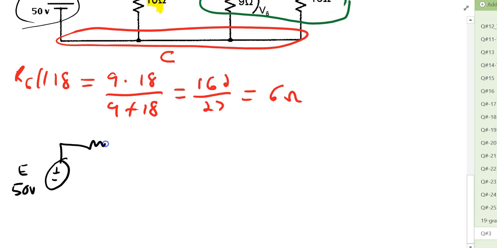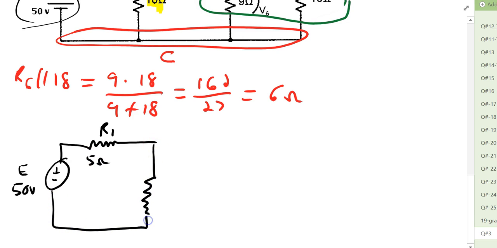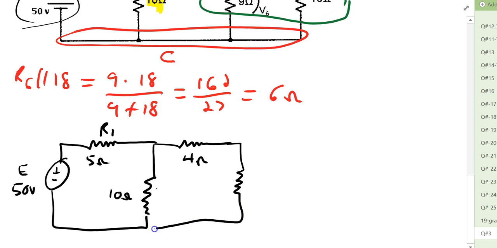We have not included R1 in any calculations yet, so we should include R1 at 5 ohms. We should include the 10 ohm value, which represents R2 and 3. We should include the 4 ohm value, which represents R4 and 5. And now we have an equivalent value between nodes B and C of 6 ohms.